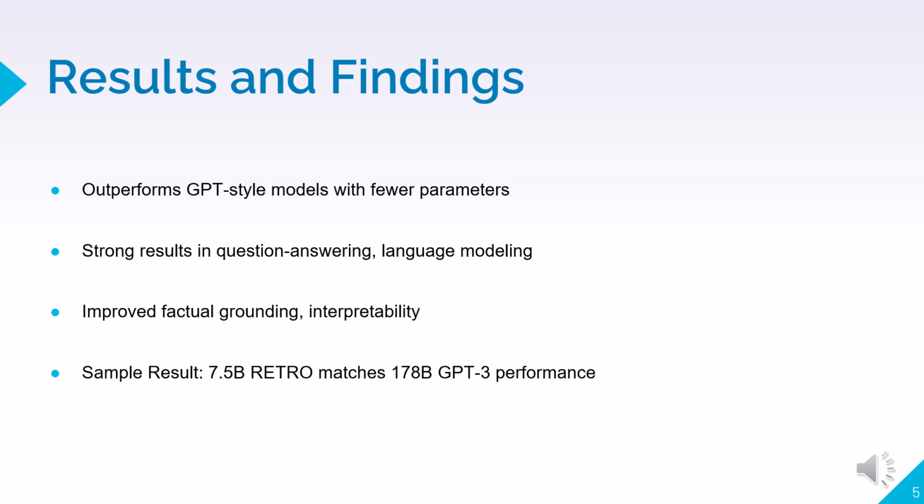On multiple benchmarks like question answering and language modeling, Retro performs really well. In fact, their 7.5 billion parameter model matches the performance of GPT-3, which has 178 billion parameters. So it's not just about accuracy, but it's also more efficient and interpretable because we can see which documents the model retrieved to answer.